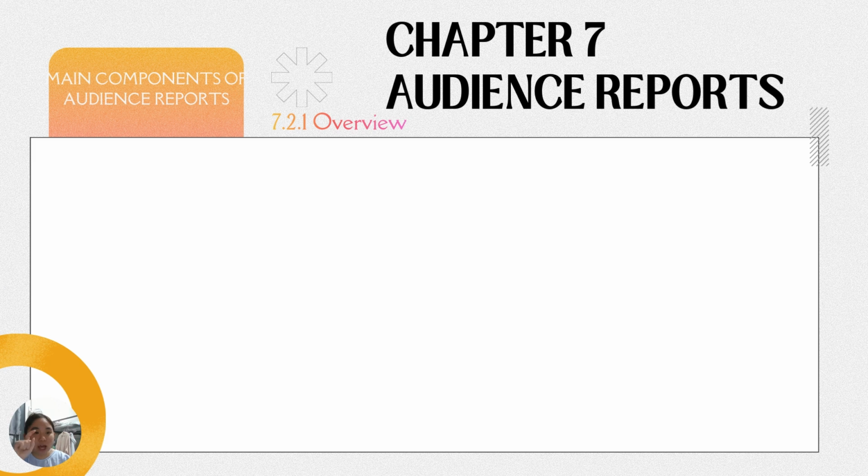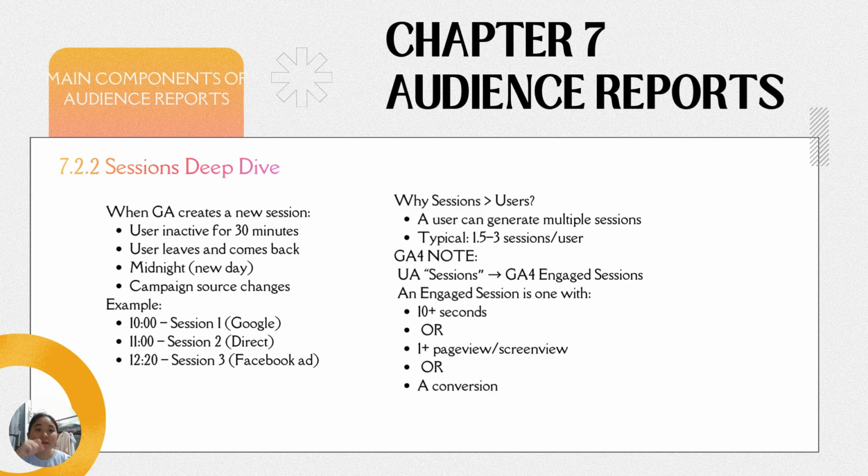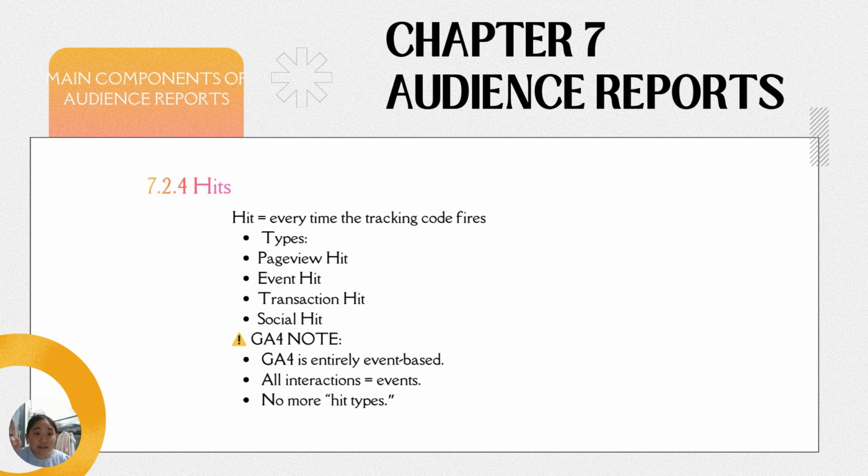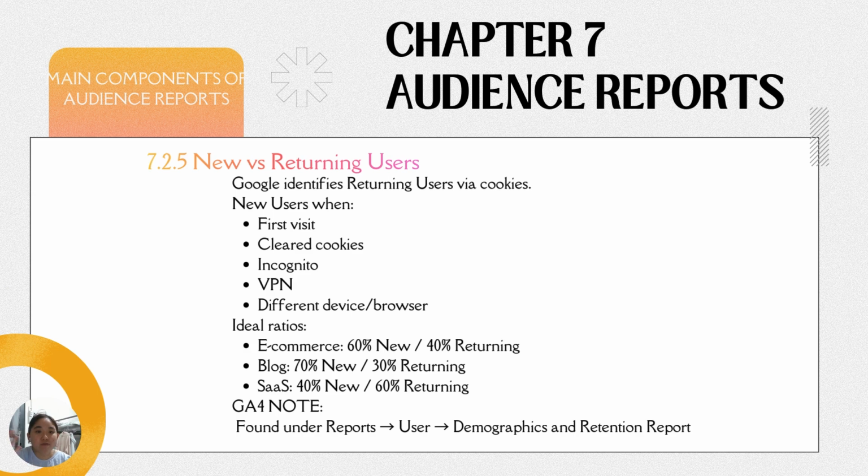This is the overview of each section. First one, the section deep dive. This is also something that I mentioned before. You can read it on the screen. So page view versus unique view: I also mentioned before that page view counts every load, and unique page view counts one view per page per session. Hits: every hit is equal to every time the tracking code fires. New and returning users, as I mentioned in chapter 3.